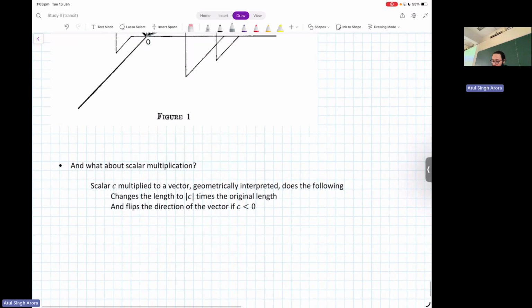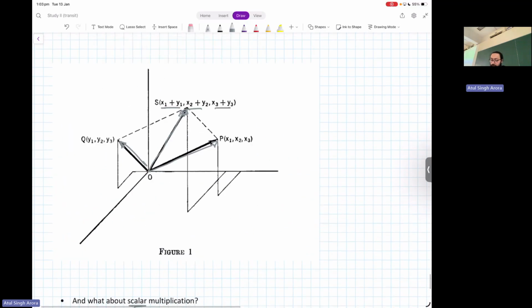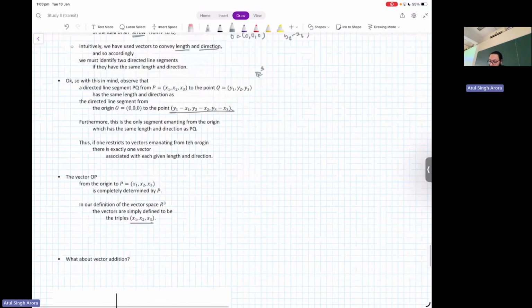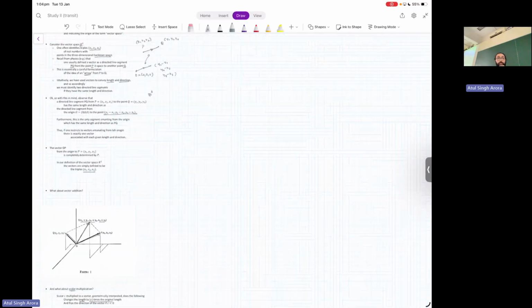So this is fine. And what about scalar multiplication? Well, you replace the length by c times the original length, and you flip the head of the arrow if c is negative. That's it. Why I'm telling you all of this is because we can now try to abstract out the important properties of such objects and then study them at a more abstract level. The advantage is that this will apply to many more interesting objects.